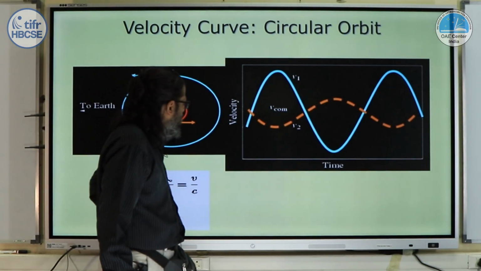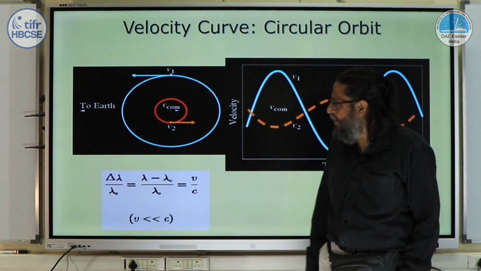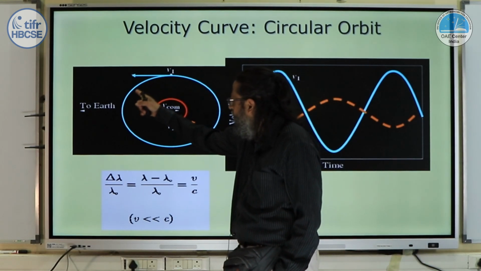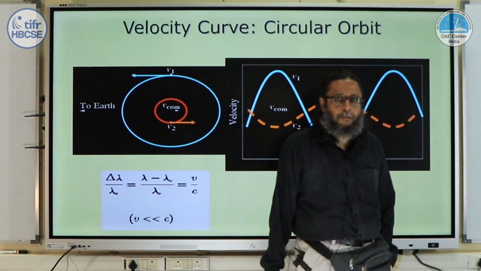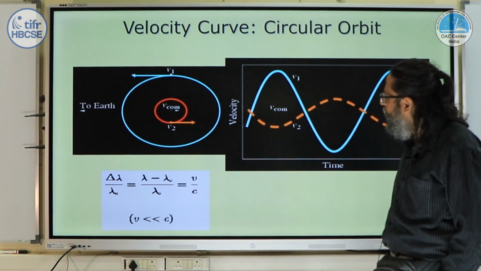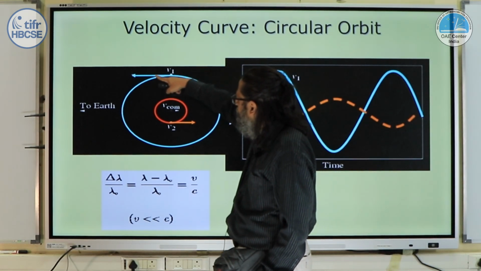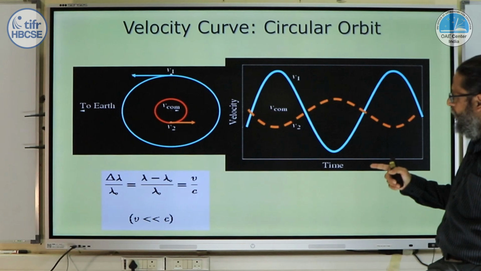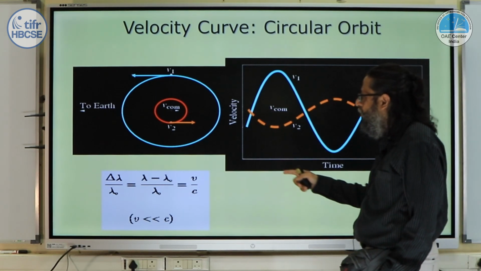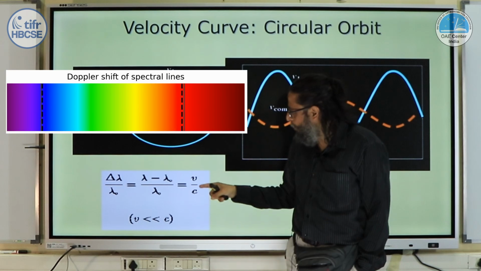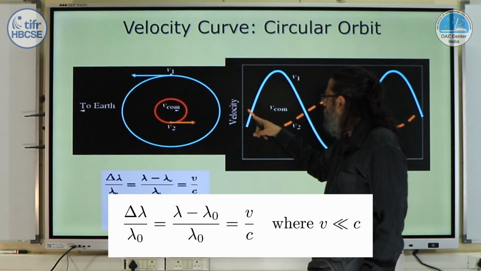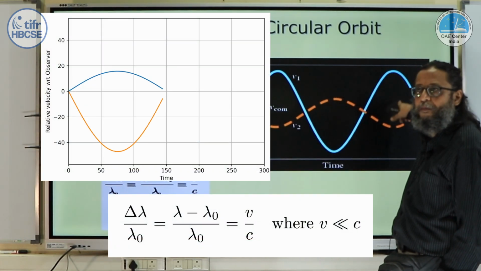Okay. So, this is a schematic when you are able to resolve both of them and measure the speed of both of them. This is V1, this is V2. The way you measure velocity is that from this spectral shift, you get the value of V and you plot it as a function of time.